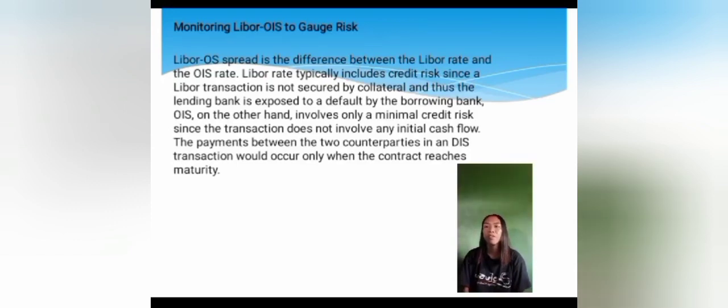LIBOR OIS spread is the difference between the LIBOR rate and the OIS rate. LIBOR rate typically includes credit risk since a LIBOR transaction is not secured by collateral and thus the lending bank is exposed to a default by the borrowing banks. OIS, on the other hand, involves only a minimal credit risk since the transaction does not involve any initial cash flow. The payments between the two counterparties in an OIS transaction would occur only when the contract reaches maturity.